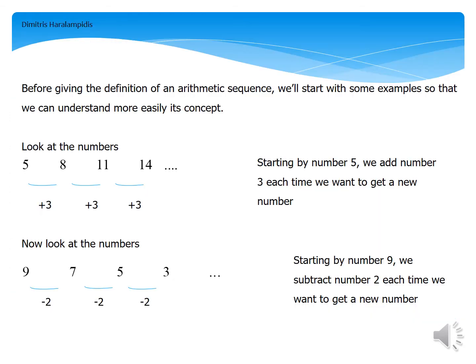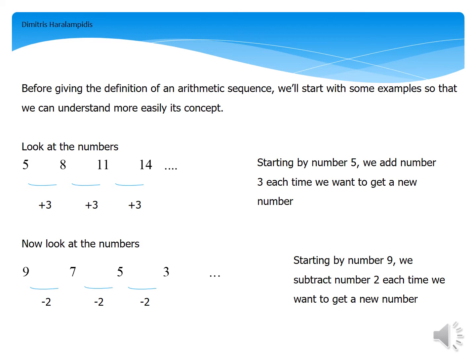Before giving the definition of an arithmetic sequence, we'll start with some examples so that we can understand its concept more easily. Look at the numbers 5, 8, 11, 14, and so on. Notice that by starting with number 5, we add number 3 each time we want to get a new number. Indeed, 5 plus 3 equals 8, 8 plus 3 equals 11, 11 plus 3 equals 14, and so on.